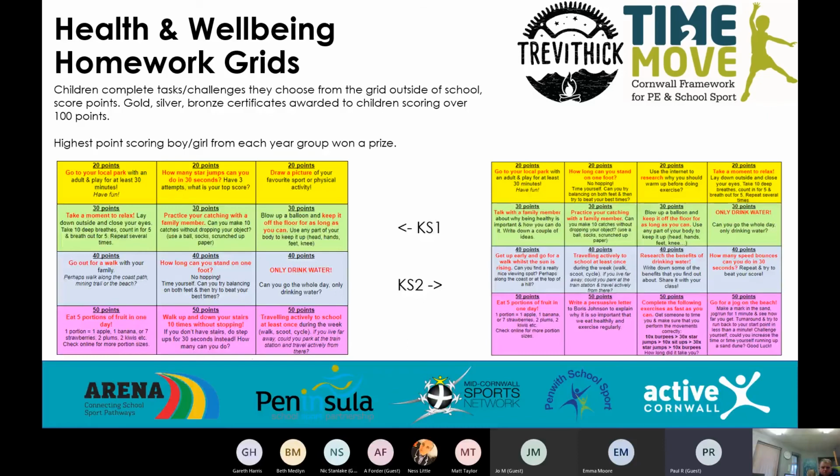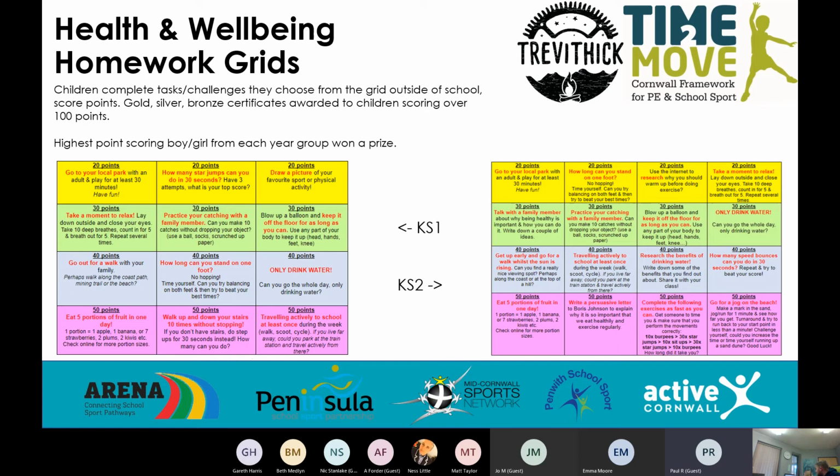So the main thing that we've done differently, if you like, is these health and wellbeing homework grids. We created one for Key Stage 1 and one for Key Stage 2, with different things to do that scored points from 20 up to 50. We gave certificates out for children that scored a certain amount of points. I think it was 100 points for bronze, 150 silver, 300 points for gold. And the highest scoring boy and girl in each year group received a prize.